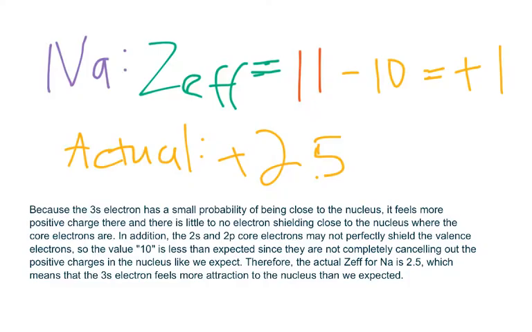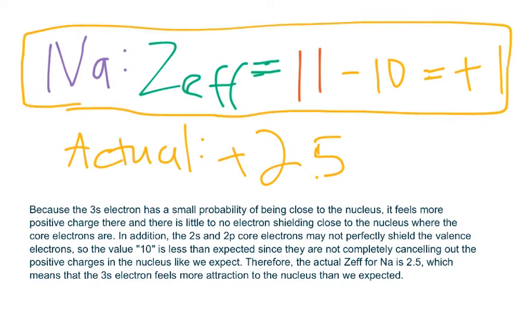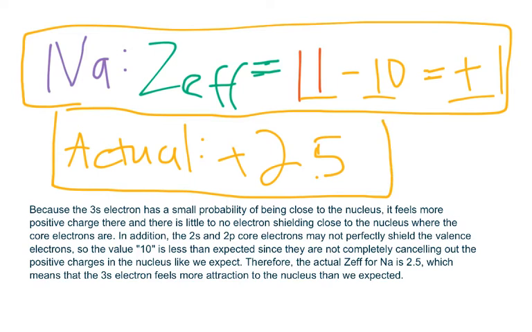So let's take a look at an example. We know that sodium, by predictions, has an effective nuclear charge of plus 1 because 11 minus 10 is 1. But when scientists actually calculate the Zeff, they find that the effective nuclear charge felt by the valence electron is actually plus 2.5. So why is this? Well, let's read the explanation I wrote.